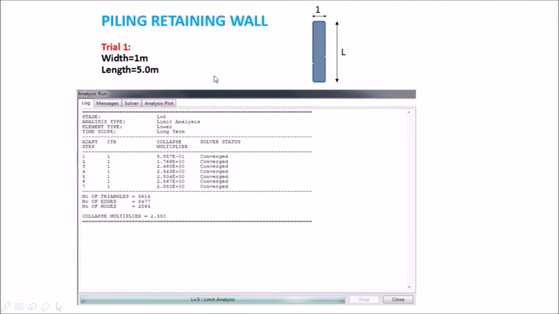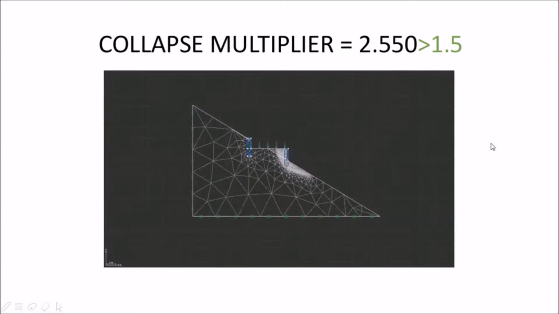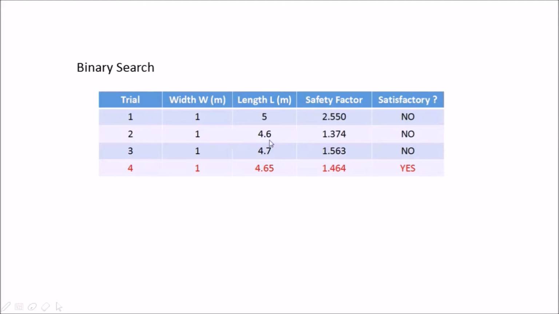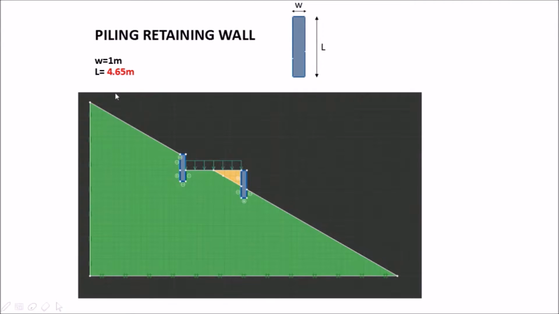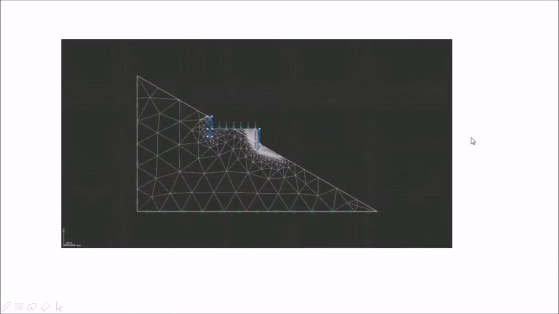After running analysis, we find that its safety factor is 2.550, which is out of the range of 1.4 to 1.5. Then the second trial is to decrease the length to 4.6 meters, but the safety factor is also not satisfactory. By using binary search, we found that the safety factor for a length of 4.65 meters is 1.464, which is satisfactory for the project. And the video shows the way it might fail.